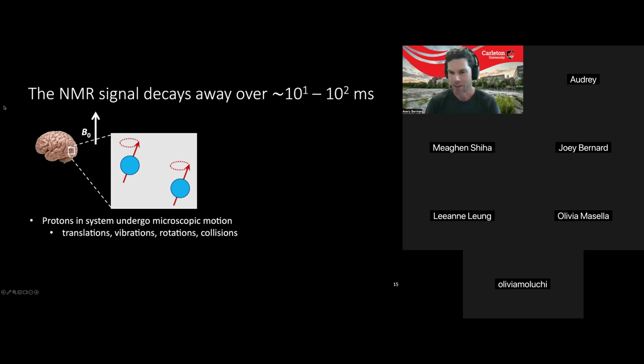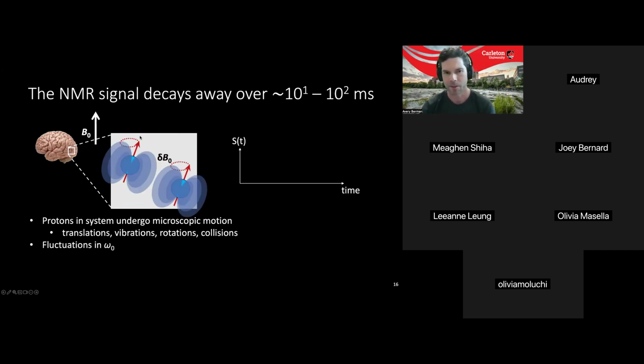So how do we actually get our MRI signal? So here's an example looking at just a couple of hydrogen nuclei, and it's showing their spin magnetic moment, and they're precessing in this kind of circular direction here. This is the spin vector. So the protons in a system will undergo microscopic motions, so they're moving about. They have translations, vibrations, rotations, collisions, just like this. They're bouncing about, they're hitting each other all the time.